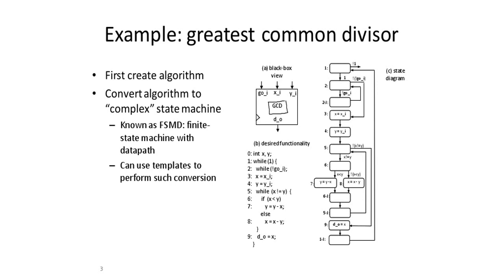So xi is the input and yi is another input, and there is an output, denoted by D0, and GO is the signal to perform the GCD, right? Greatest common divisor, right? So the go signal will say that you perform this GCD. The go signal will be there when xi and yi are available. If xi and yi are not available, then the go signal will be 0.